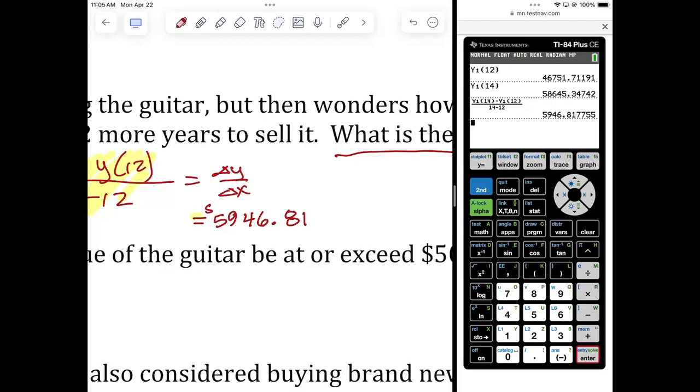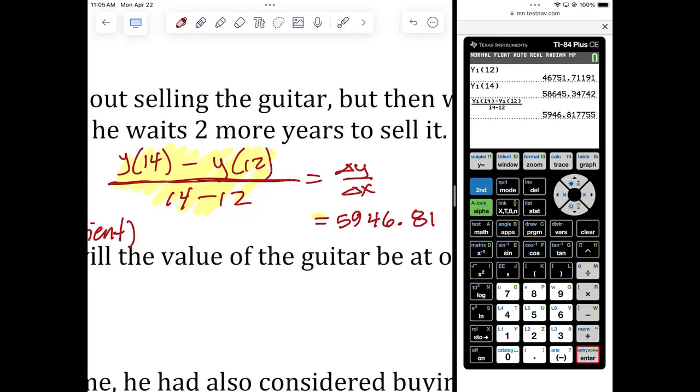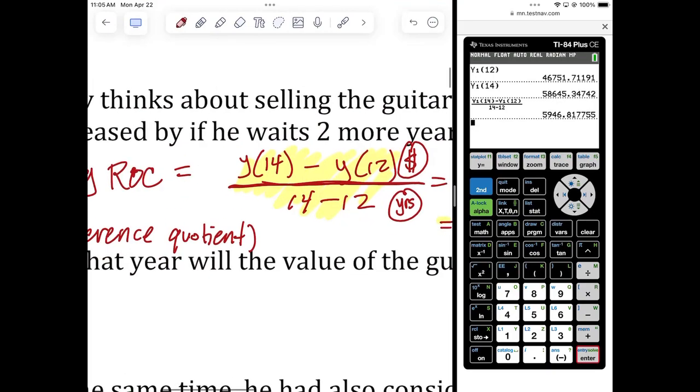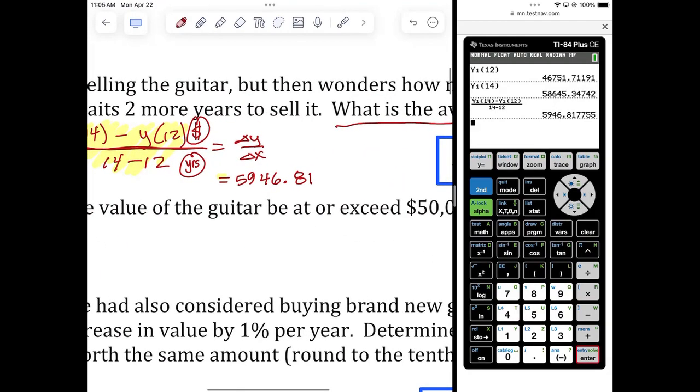Now, what are the units going to be? Dollars per year. Very good. If you look at this division bar, that's your quotient. The units of the numerator are dollars, and the units of the denominator are years. So we read that horizontal division bar like a rate. We read it as the word per. So you have dollars per year, dollars per year. So I'm just going to go ahead and write dollars per year.